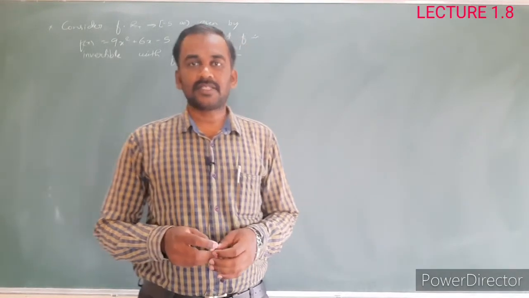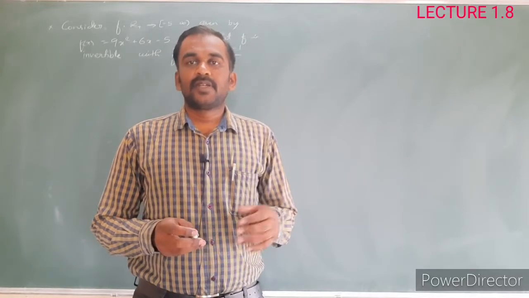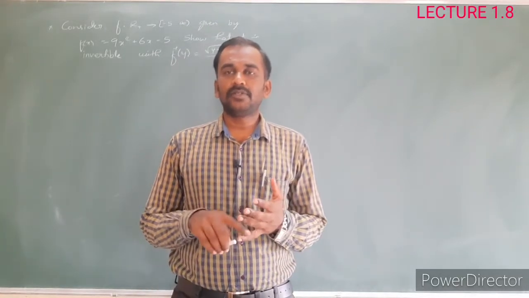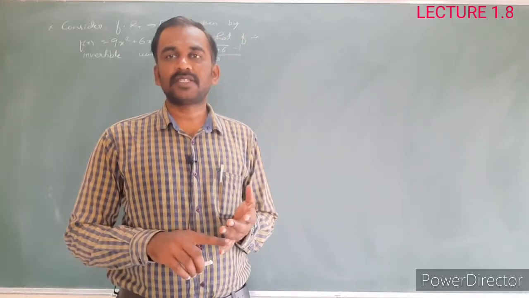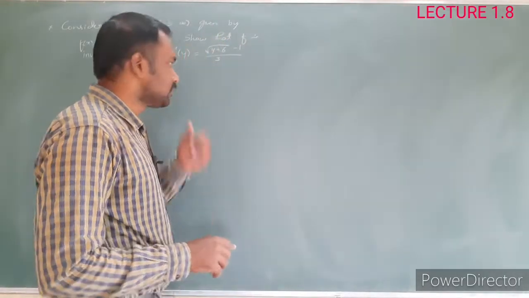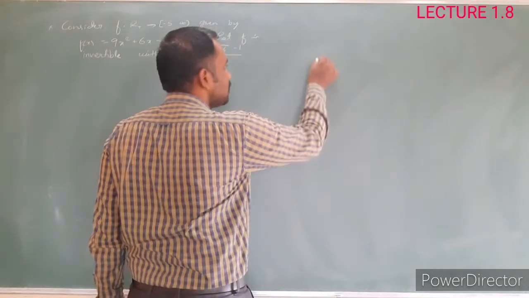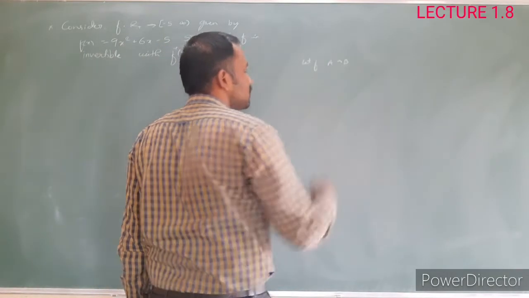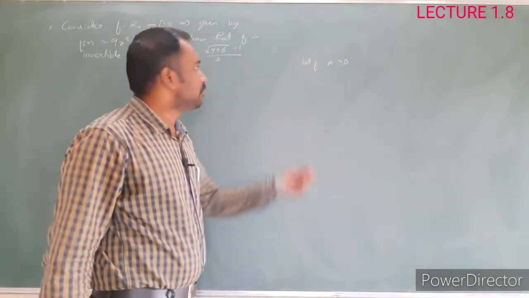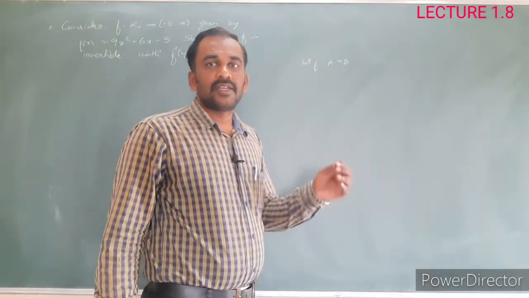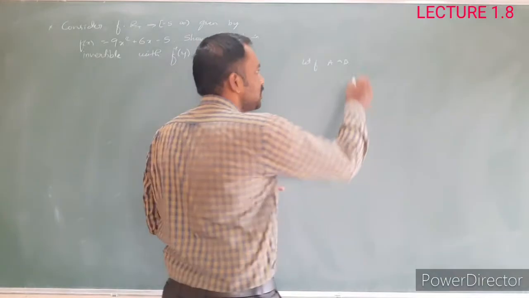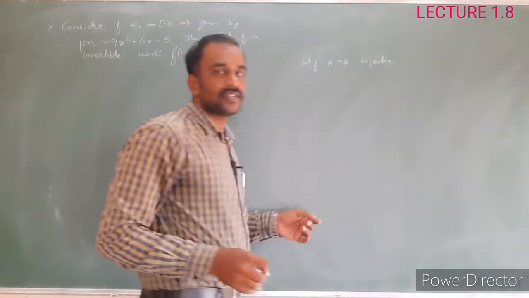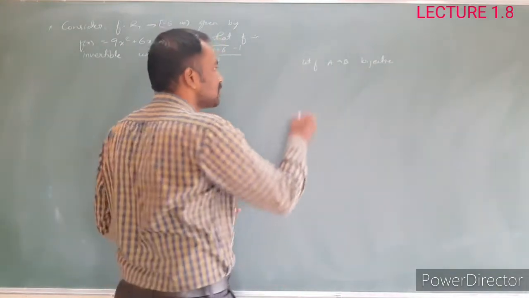In a previous class, we have studied what an invertible function is, how to show that a given function is invertible, and how to find the inverse of the function. What is an invertible function? Suppose f is any function from a non-empty set A to a non-empty set B. This function should obviously be bijective. If it is bijective, then only its inverse exists. How does its inverse exist?